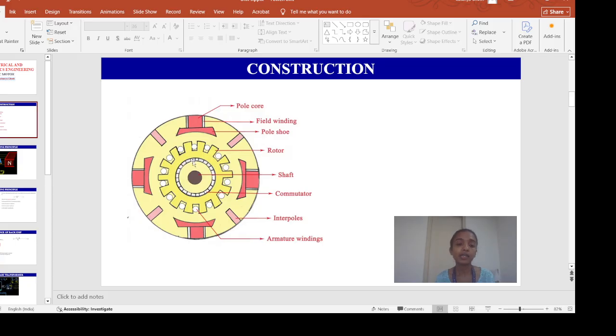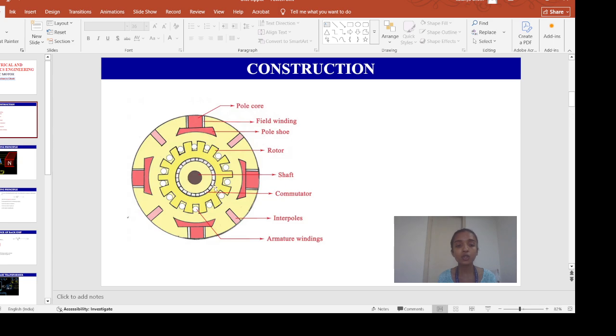The primary function of the commutator is to supply the electric current to the armature winding. Now there is a brush, it is not shown here. The brush is touched to the commutator. This brush is usually made up of graphite or carbon.